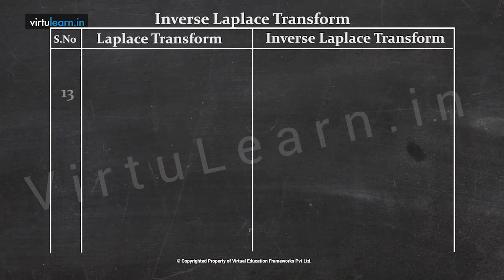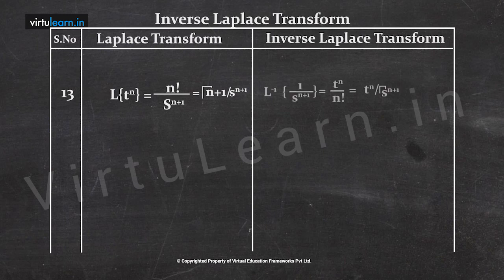Next, similarly, Laplace transform of t power n equal to n factorial by s power n plus 1. Another formula is gamma n plus 1 by s power n plus 1. Similarly, inverse Laplace transform of this function, L inverse of 1 by s power n plus 1. I am not writing n factorial because n factorial is constant, we are sending that side. L inverse of 1 by s power n plus 1 equal to t power n by n factorial. Otherwise, that equal to, in terms of gamma, t power n by gamma n plus 1, because n factorial value is gamma n plus 1.